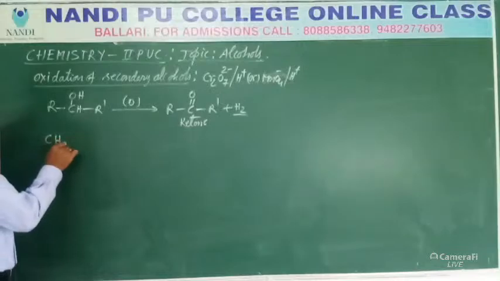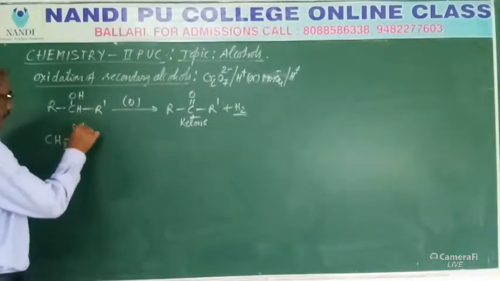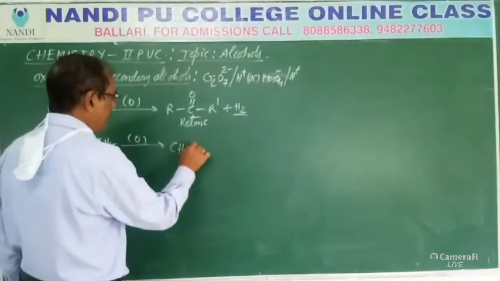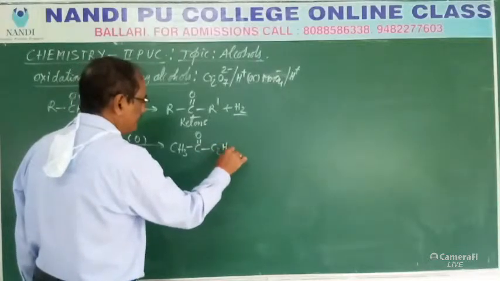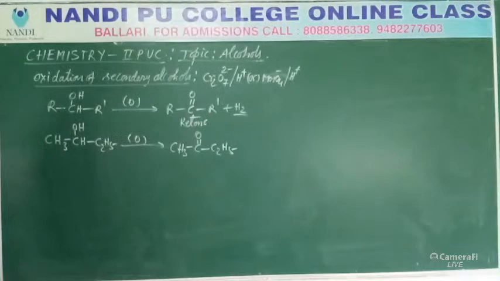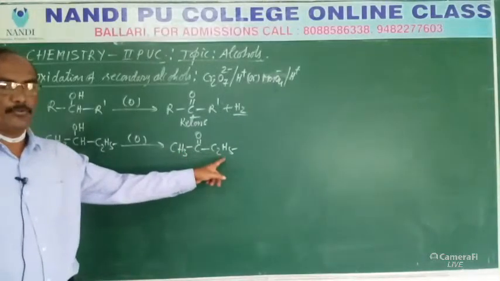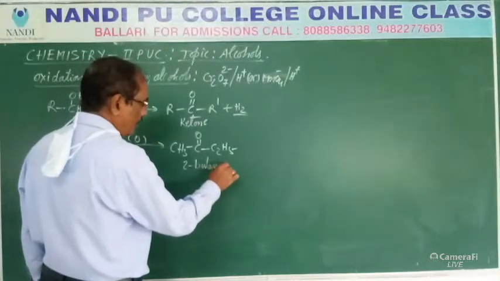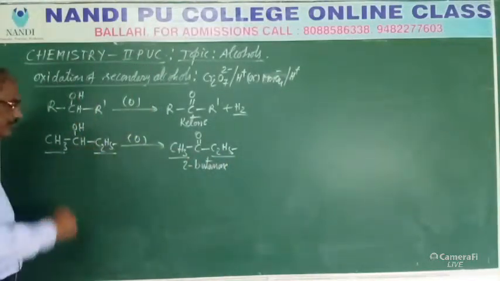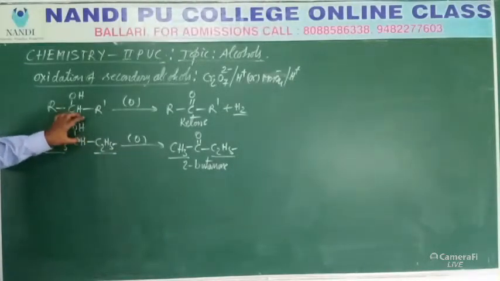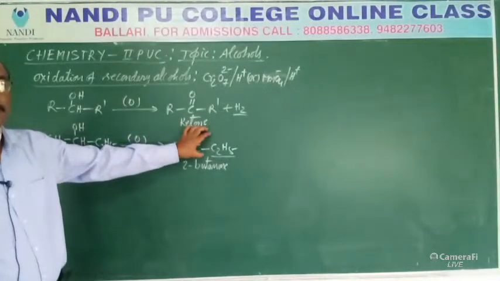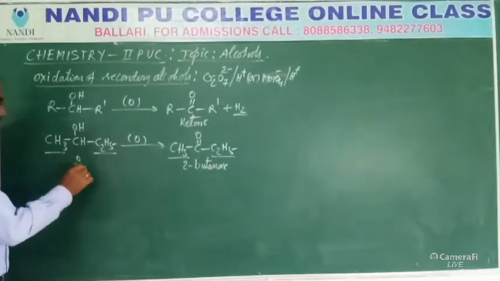For example, if I take CH3CHOHC2H5, this on oxidation gives CH3C=OC2H5, that is CH3COC2H5. What is the name of this one? 2-butanone. 1, 2, 3, 4, 2 ketone. So that is 2-butanone, butan-2-one. Whatever groups I have taken, there is no change. What happens? CHOH is oxidized to CO group. CHOH, secondary alcoholic group, is converted to carbonyl group. This is the oxidation process.